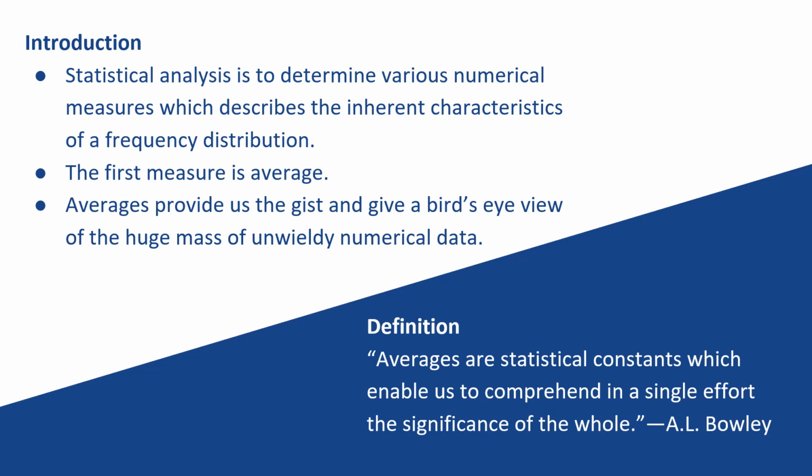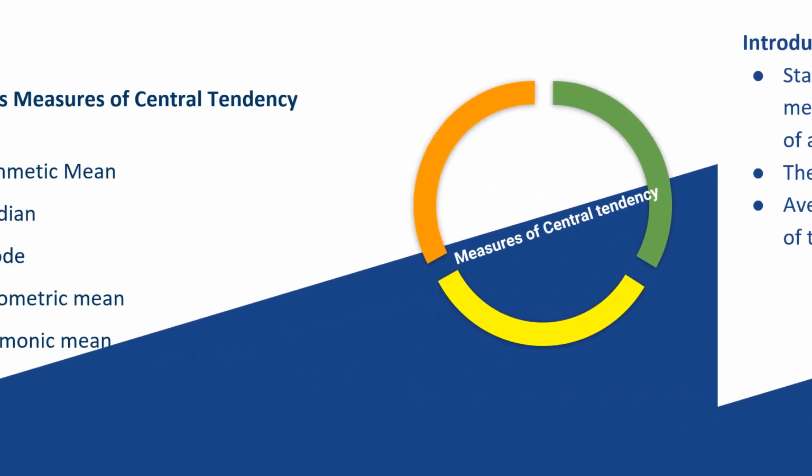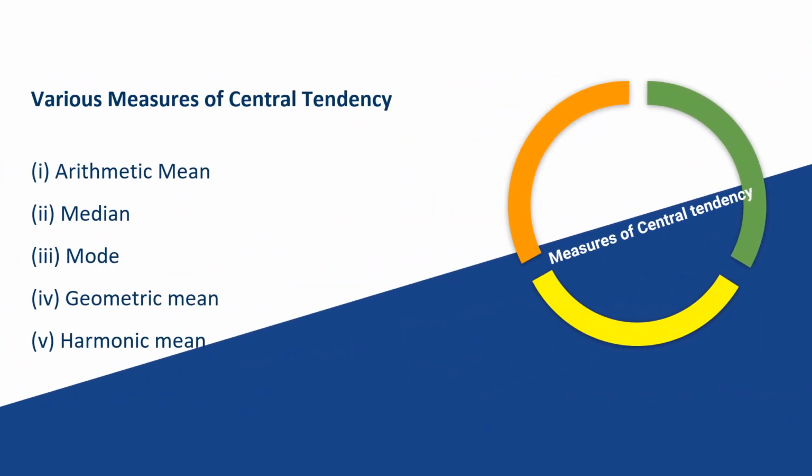According to A.L. Bowley, averages are statistical constants which enable us to comprehend in a single effort the significance of the whole. Average gives us the gist of the unwieldy numerical data. So the entire huge mass of numerical data, we can find an average, which will give us the gist of the entire data which is being given.